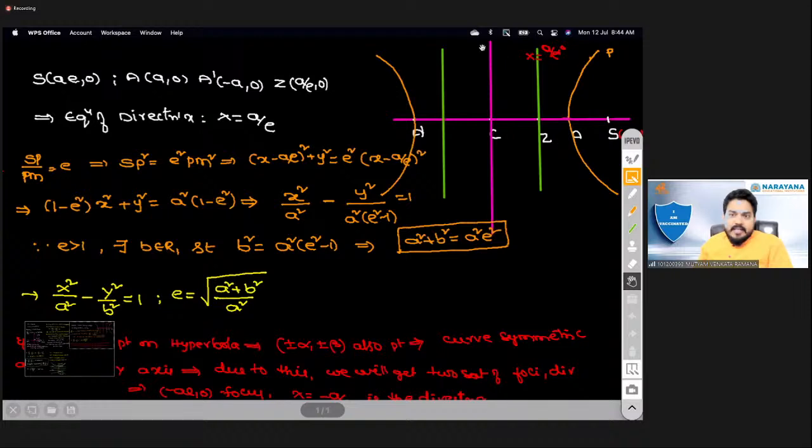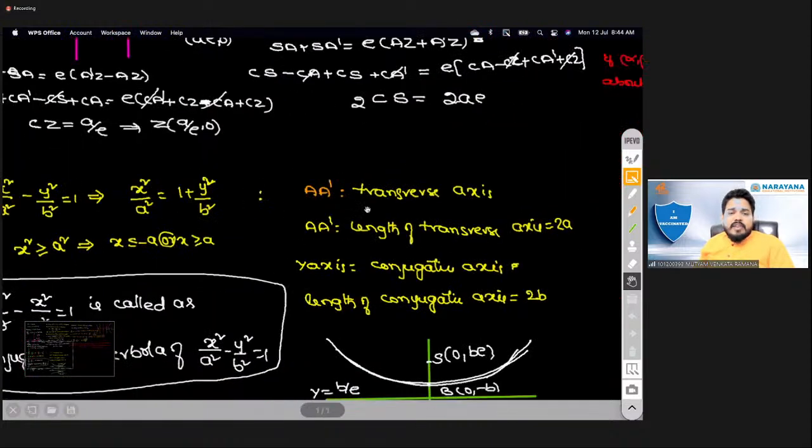Is the curve symmetric about this line? Yes. So what is that axis called? Since it is not intersecting the curve, we call it the conjugate axis. Sir, how is the length 2b derived, is there any derivation? That's what I gave, no?